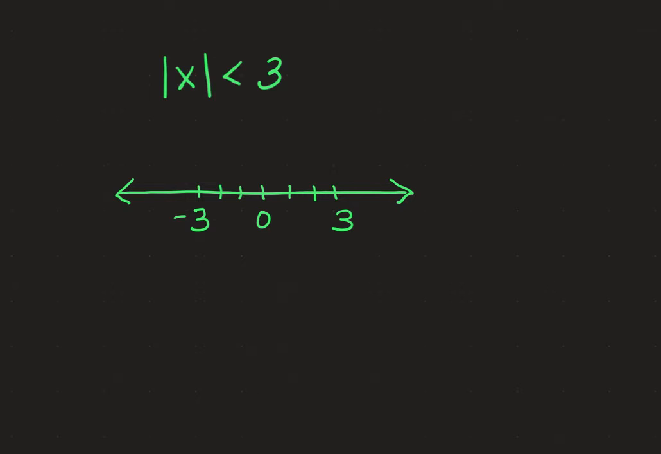Both of those, if I had these exactly drawn correctly, would have a distance from 0 of 3, or an absolute value of 3. So the absolute value of negative 3 is 3. The absolute value of positive 3 is 3, but that's not really what we're looking for. We are looking for the absolute value of x to be less than 3. So first, let's deal with this algebraically.